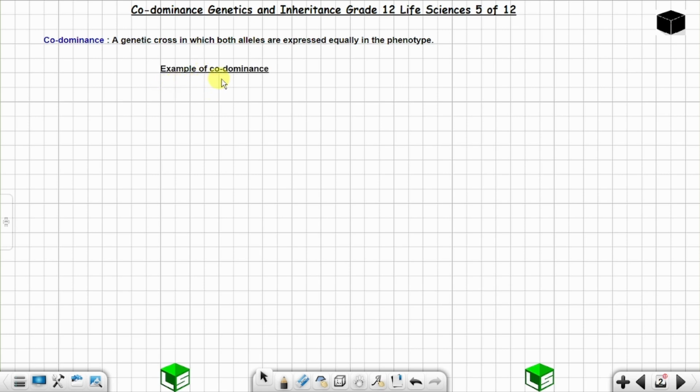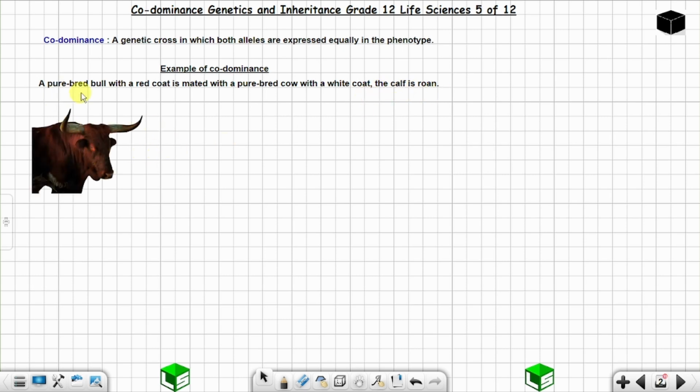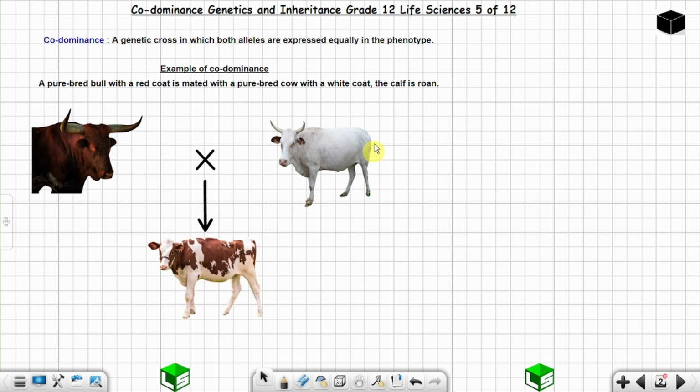Example of codominance: a purebred bull with a red coat is mated with a purebred cow with a white coat. The calf is roan. So you have a purebred bull with a red coat, crossed with a cow with a white coat, and now you have the calf, which is roan.